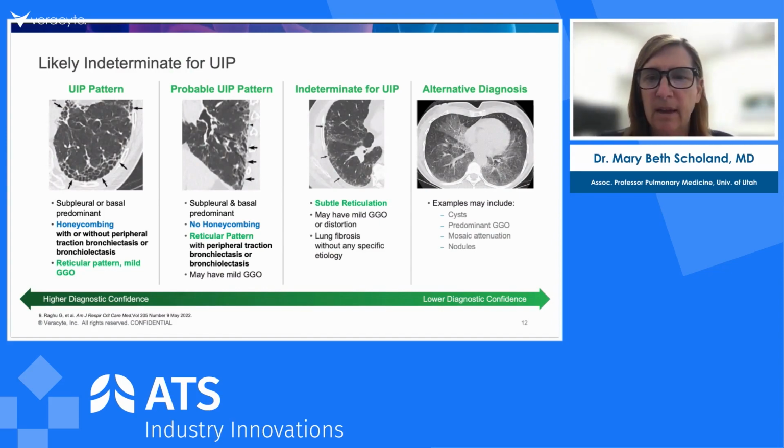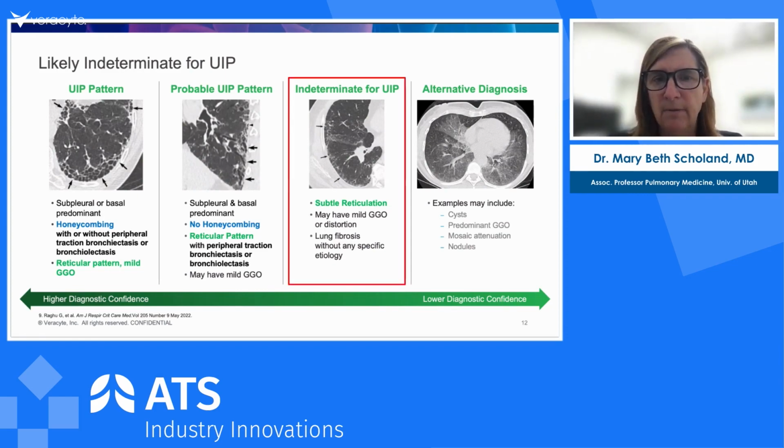Just to remind the audience, it seems like we have an audience that understands this very well, given the response to the poll. But with a UIP pattern, the more UIP-like, the higher our diagnostic confidence that somebody has a diagnosis of IPF, or we can understand what's going on. A patient that has a UIP pattern has subpleural and basilar predominant disease, and has honeycombing with or without traction bronchiectasis and a reticular pattern. It moves a little bit away from being confident for UIP to a probable UIP pattern when we don't have honeycombing, but have the other features.